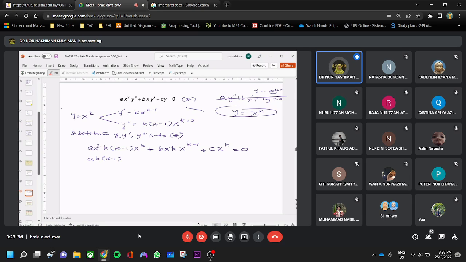Sekejap, ini tolak 2 kan, betul tak? Saya macam tertinggal kat sini, betul? Okay. Apa jadi kalau x kuasa 2 darabkan dengan x kuasa k tolak 2? The 2 and the 2 got cancel out, right? Jadi x kuasa k kan? X kuasa k. Betul?